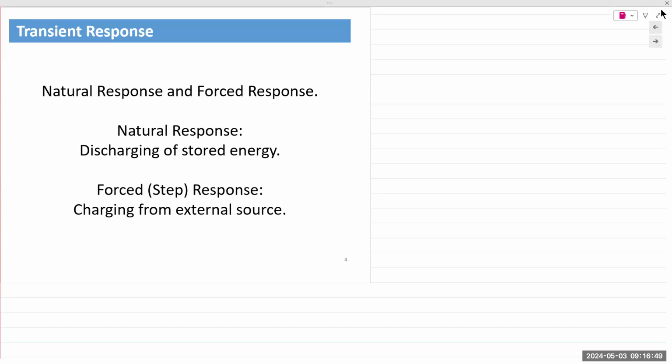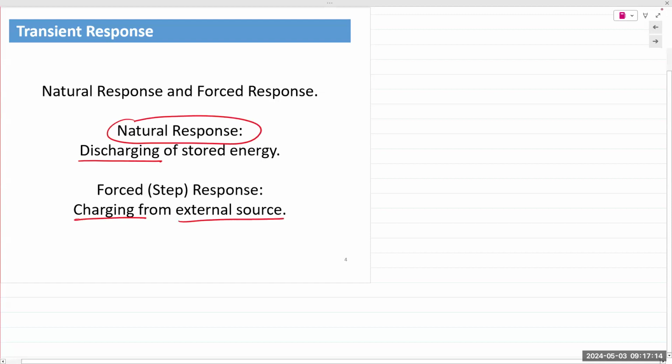If you think about it, everything that we have studied so far, when we connect a voltage source or a current source to a resistive network, is basically a forced response. Okay, so again, natural response is basically when it has the naturally stored energy and it's being discharged. So the discharging of stored energy is natural response, and forced or step is due to an externally applied energy source.